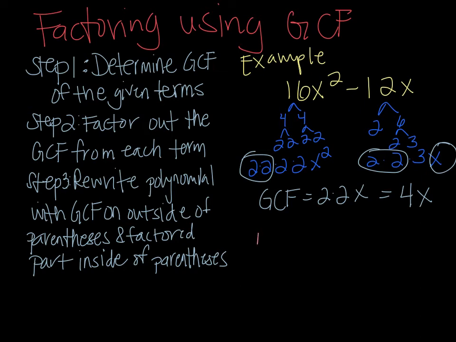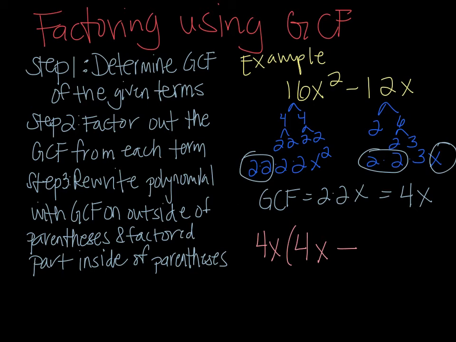We have 4x on the outside. And what am I left with? 4 times what number equals 16? So I know 4 times 4 equals 16. x times what would give me x squared? I know x times x gives me x squared.